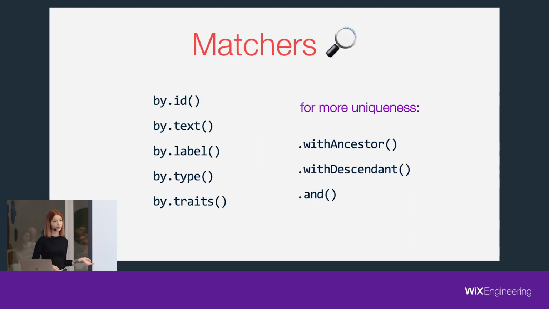So here you can see the available matchers: by ID, by text, by label, by type, by trace. And sometimes it's not enough because developers don't always think about the code they're writing, and sometimes you have something matching multiple times on the screen. So for more uniqueness, you can add with ancestor, with descendant, or and, to add a different matcher at the same level that's not a parent or child.